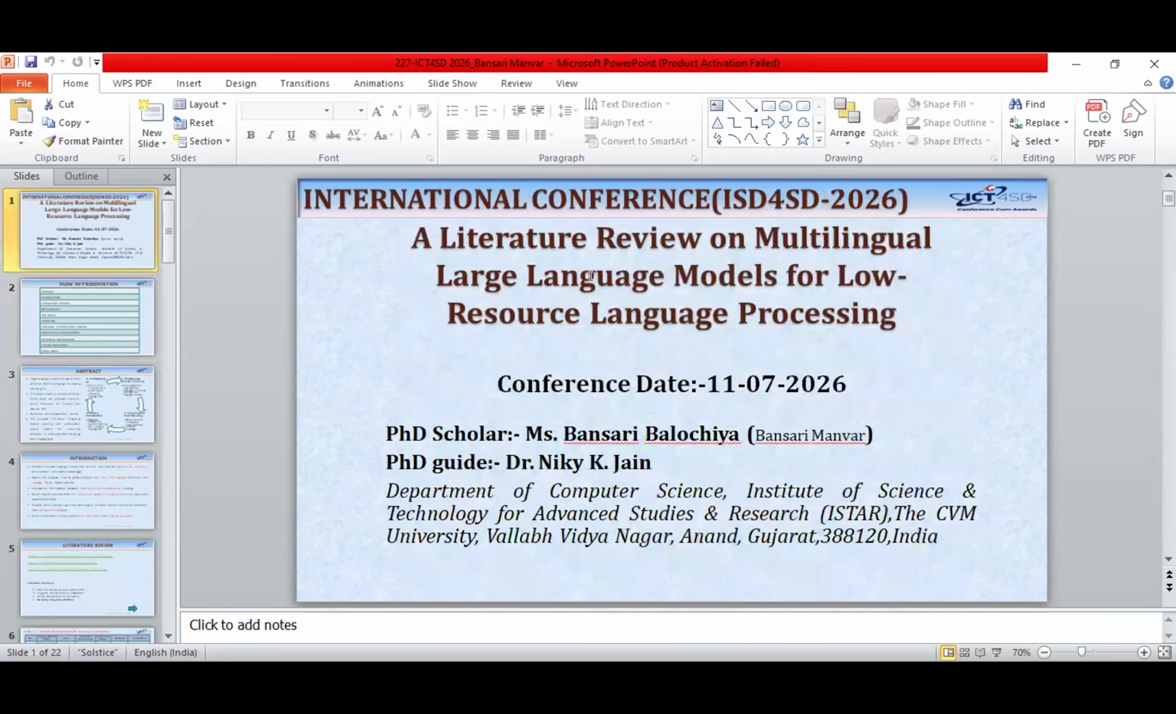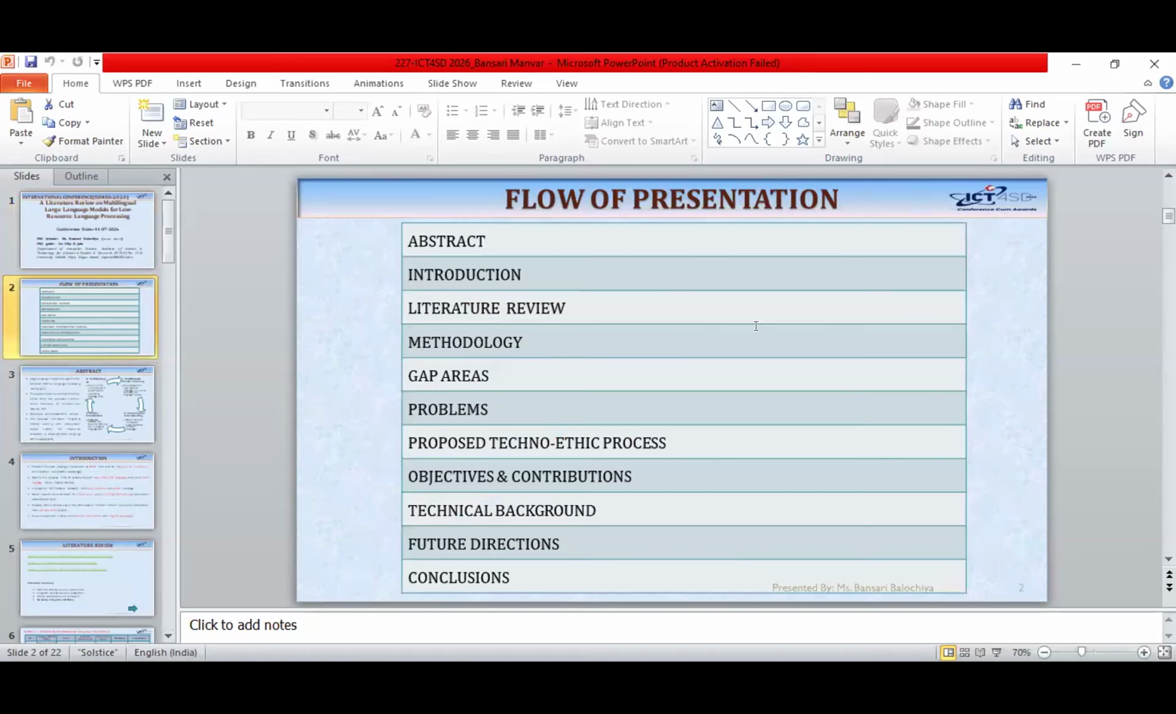First, my topic is a literature review on a multilingual large language model for low resource language processing. My flow of presentation is first discussing the abstract, then the introduction of my paper, then the literature review. After that, the methodology, what literature review papers were followed, and then I write the gap areas. After that, I define the problem statement, and then how the proposed techno-ethical process works, and the objective and contribution of this paper, then technical background and future direction. After that, I conclude my presentation.